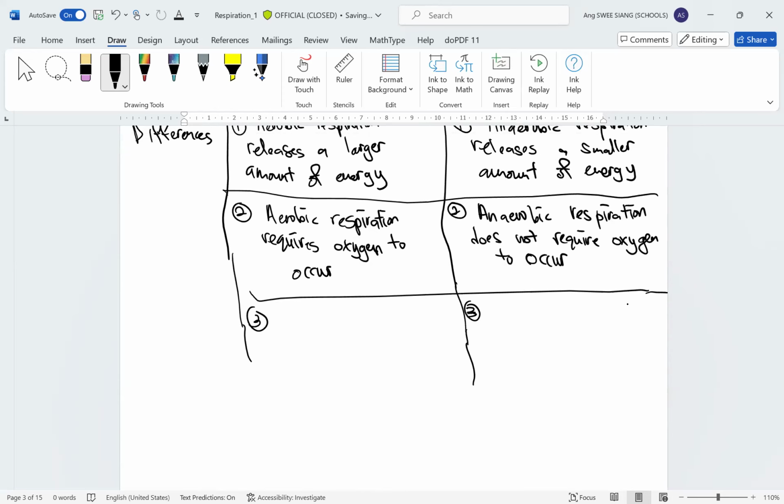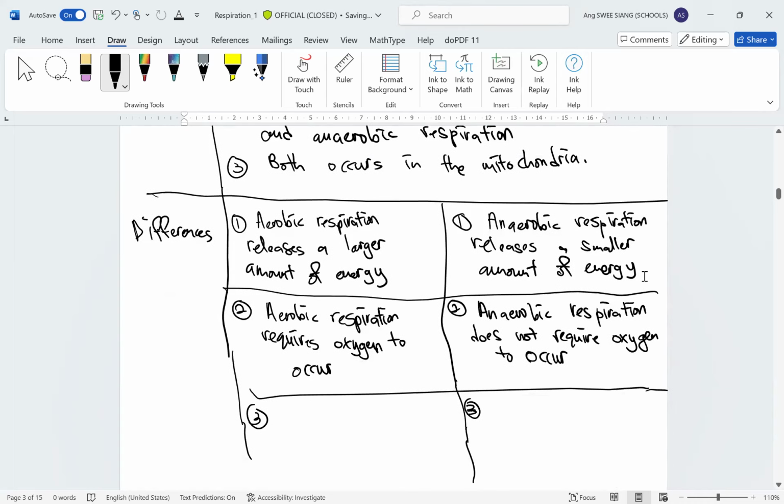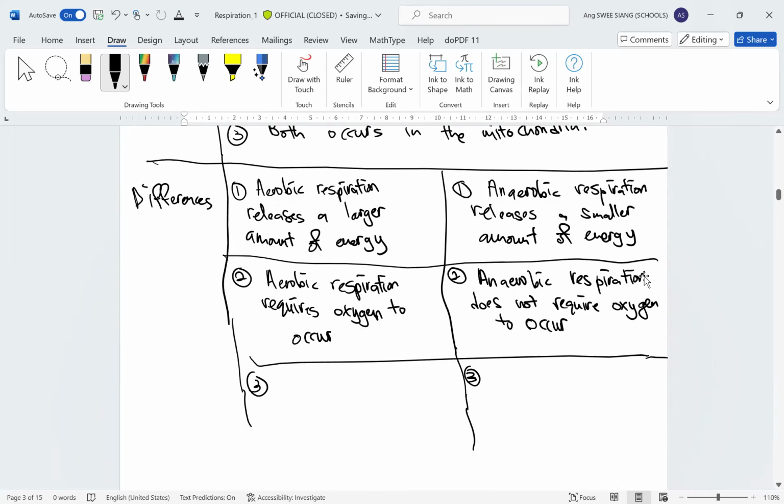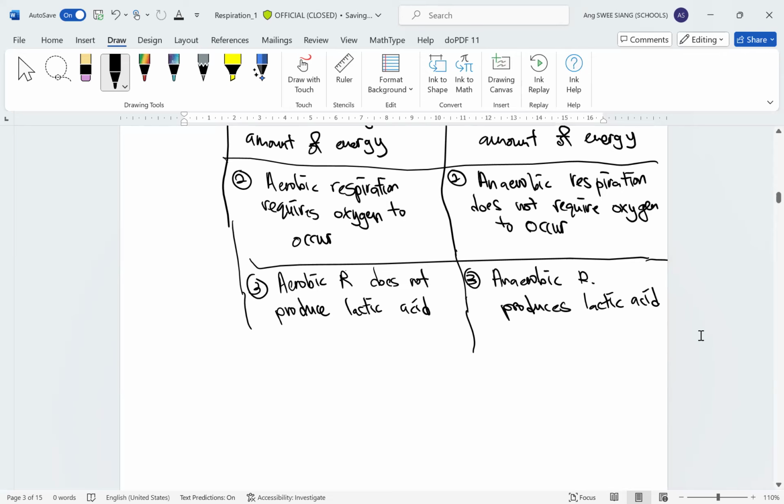Okay, so aerobic respiration does not produce lactic acid. Then anaerobic respiration produces lactic acid. Then we'll continue. We talk about carbon dioxide and water.